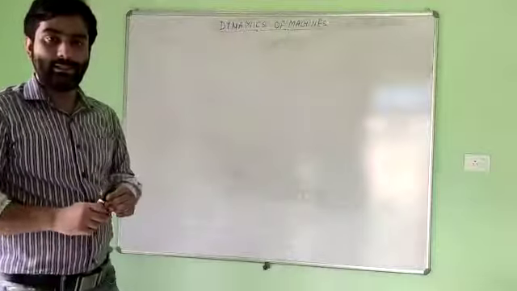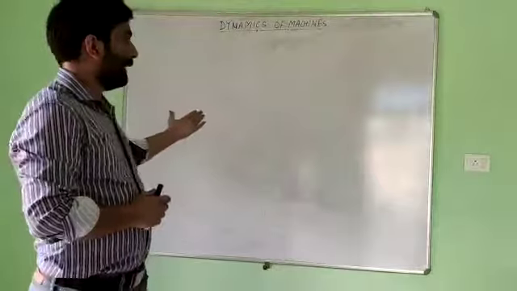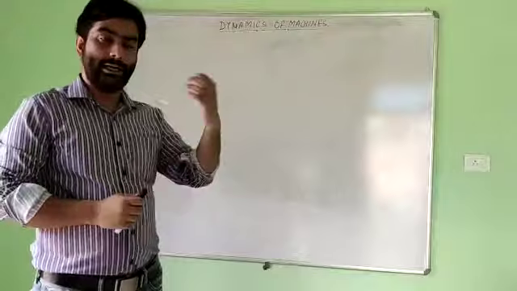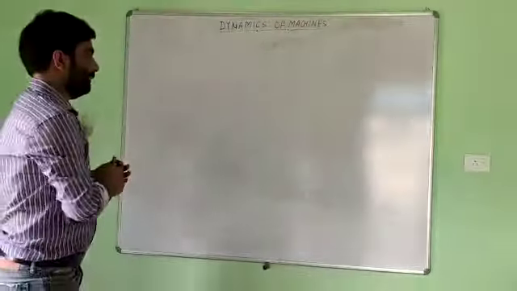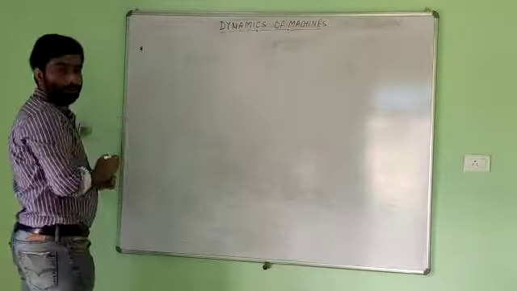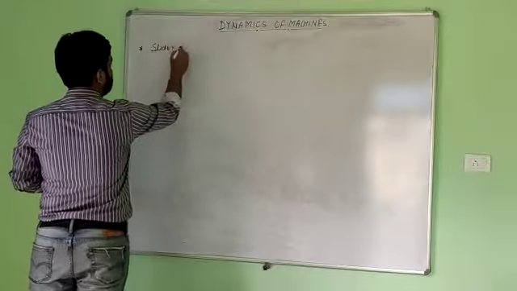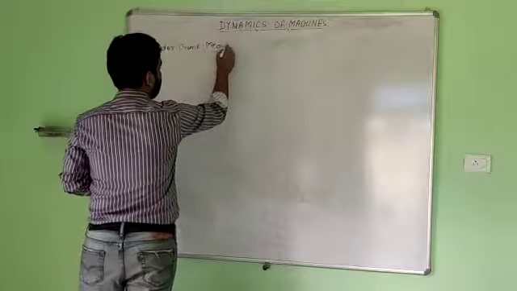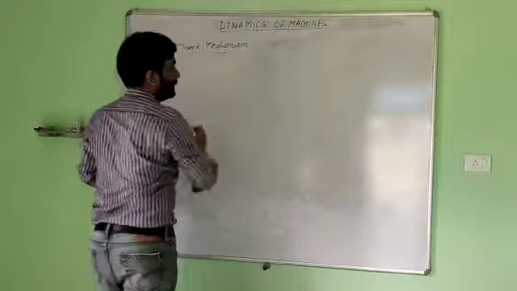So in today's lecture we are going to discuss the free body diagram of a slider crank mechanism in static equilibrium. If a slider crank mechanism is in static equilibrium, then how are we going to draw the free body diagram of each and every component? So we are going to discuss the slider crank mechanism in static equilibrium.